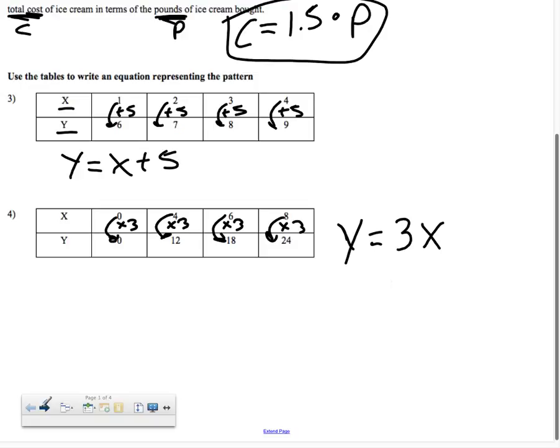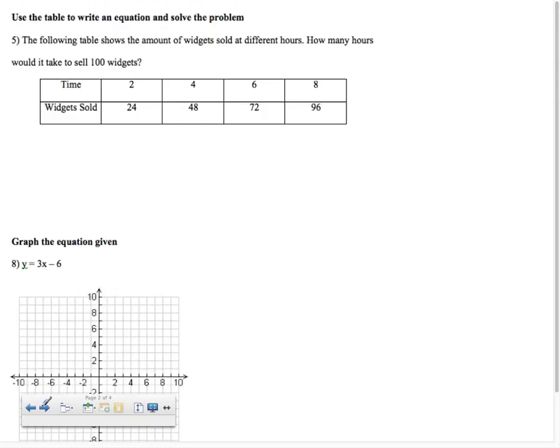On the next page, we have same type of problem, but it's a little bit more advanced. We have a table, and we want to figure out not only the equation, but then use the equation to figure out how many widgets that we're going to sell. So the first thing, though, is to figure out our rule for the table. So we have time, we'll call H for hours, and widgets we'll call W. So time is H, widgets is W. So what do I do to time to get the widgets?